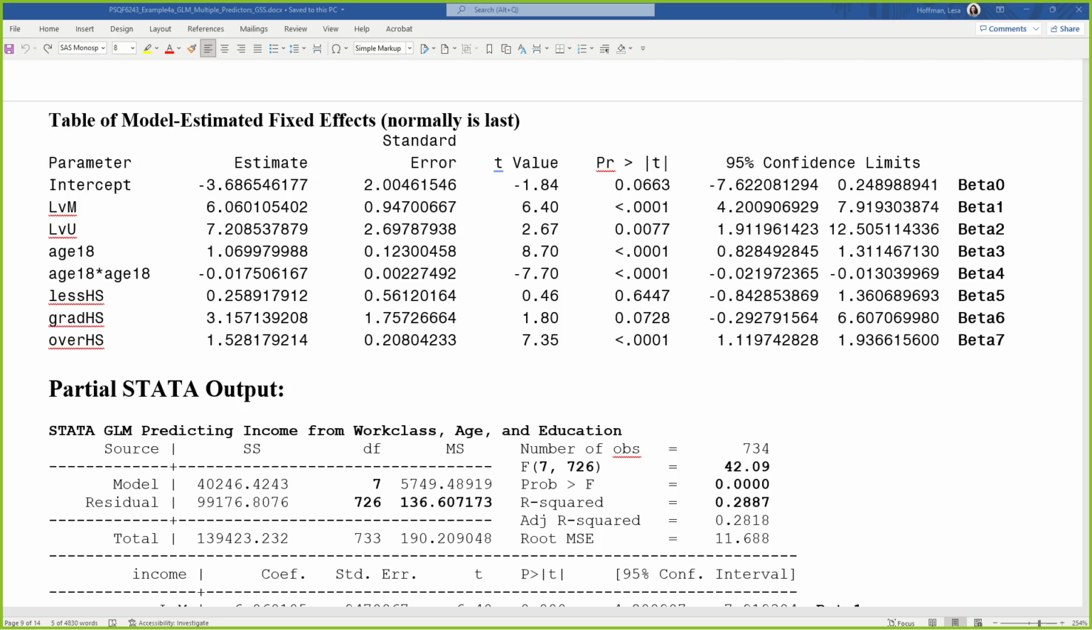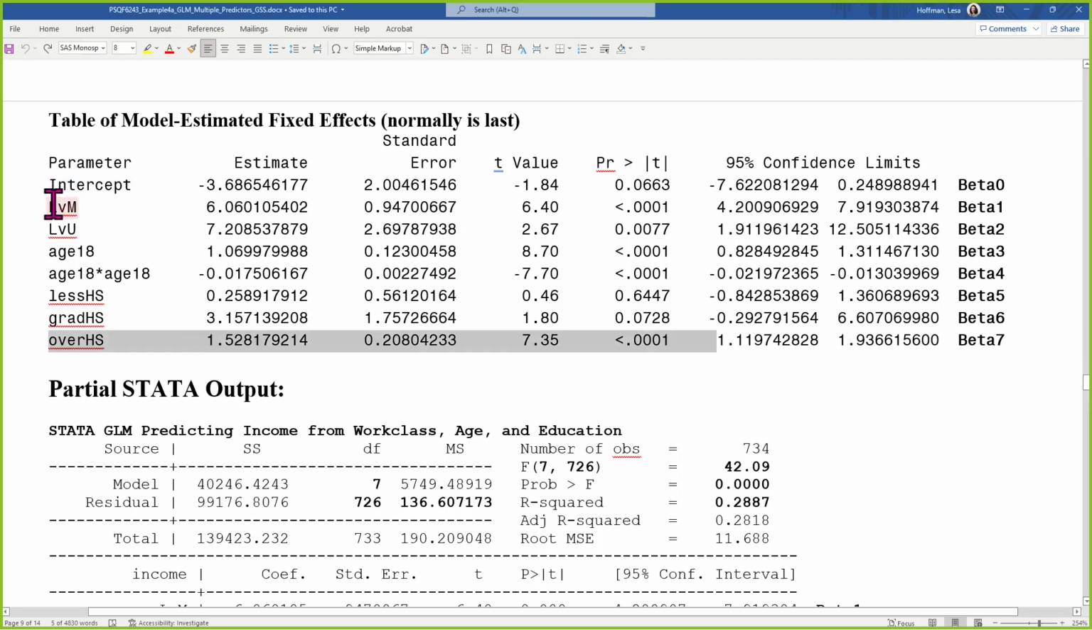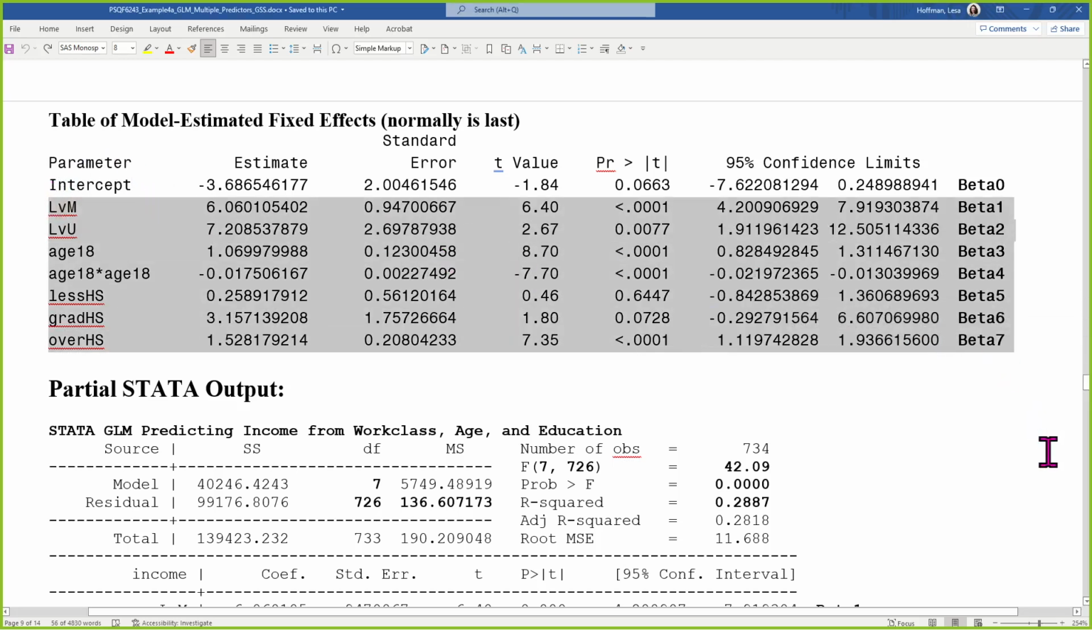False positive, correct. So if I set a type 1 false positive error rate at 5%, which is what 0.05 means, how many times out of 100 am I going to get a false positive? Not a trick. 5. In other words, 1 in 20. How many slopes do I have here? 7. So I'm judging each of these against a false positive rate of 0.05. That means that if I had 20 slopes in the model, I could expect one to be significant by chance.